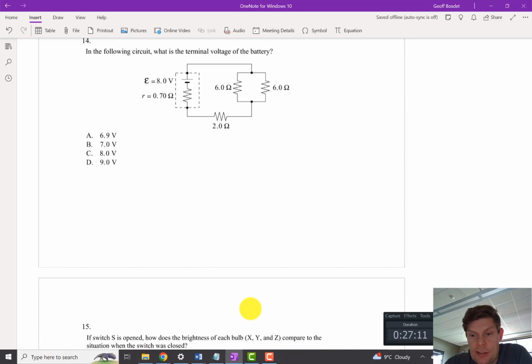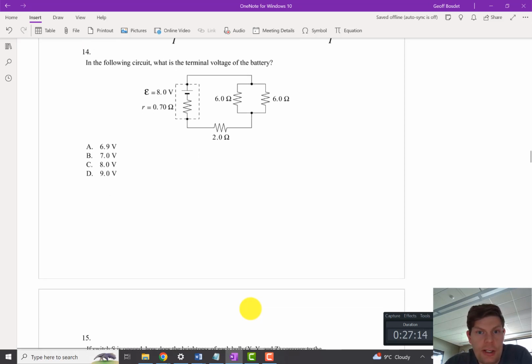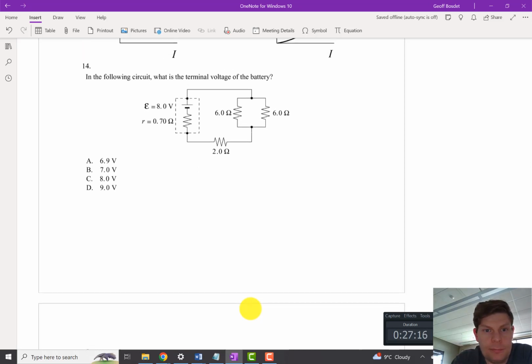All right, next one, we got this nice little circuit here, and we want to find the terminal voltage of the battery. So we'll just find the current by treating this as the real battery, and this is just one of the resistors. Two 6 ohm resistors in parallel acts like 3 ohms: resistance of one divided by how many you got, since they're identical. Which gives us a total resistance of 0.7 plus 2 plus 3, which is equal to 5.7.